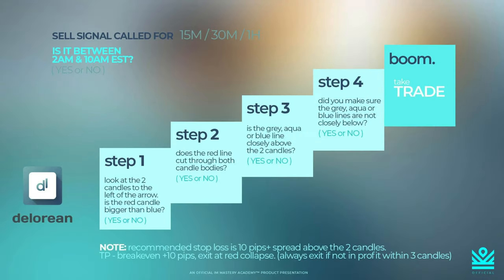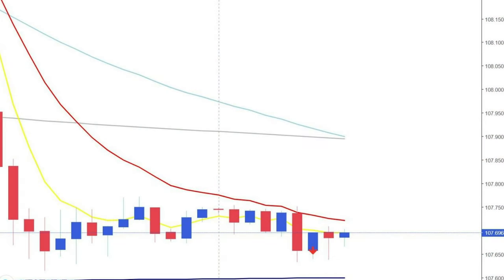With that said, we'll go through all three or four steps just for sake of example. And with this question, it says, is the gray, aqua, or blue line closely above the two candles? So taking a good look again, is the gray, aqua, or blue line closely above? Now, the reason I go into this example is I realize step number two didn't pass, but this is really important as well. Remember I said step number three needs to be less than 10 pips and step number four is more than 10 pips. So if step number three is less than 10 pips, then we need to take it from the premium, the pinnacle, I should say, of the two candles prior.